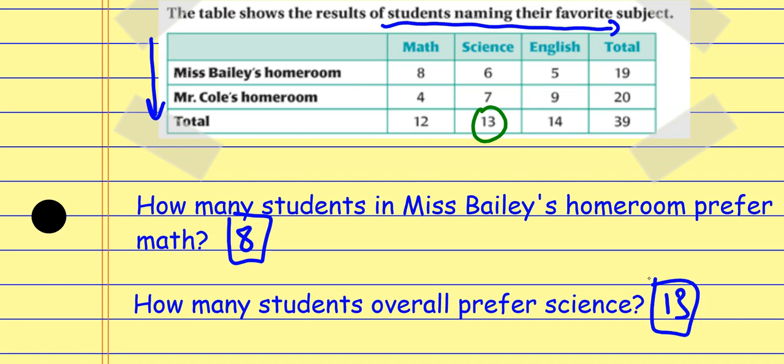So it's broken down into categories. We have the total of each of those categories. And so when you look at this, you can even see the total number of students here is down here in the corner. And really, that's what the two-way frequency table always ends with. So not only do we have it broken down into categories, but we have the totals for each of those categories. And we could look at it differently. So we could look at the total of math, or the total of science, the total in English, or we could look at the total in Miss Bailey's homeroom, or the total number of students in Mr. Cole's homeroom. Okay?